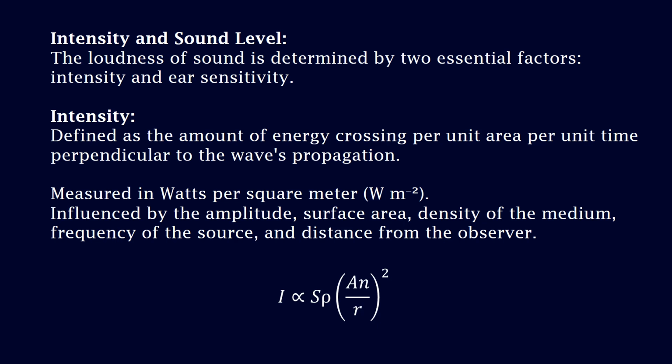Intensity depends on the amplitude of the source, surface area of the source, density of the medium, frequency of the source, and the distance of the observer from the source. By combining this, we can find a formula: I is proportional to S into rho into (A n upon R) raised to 2.